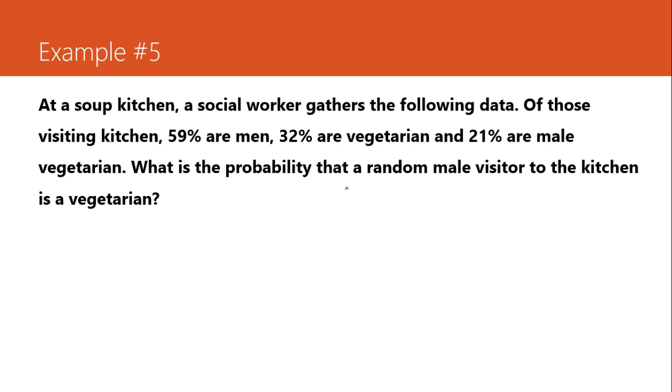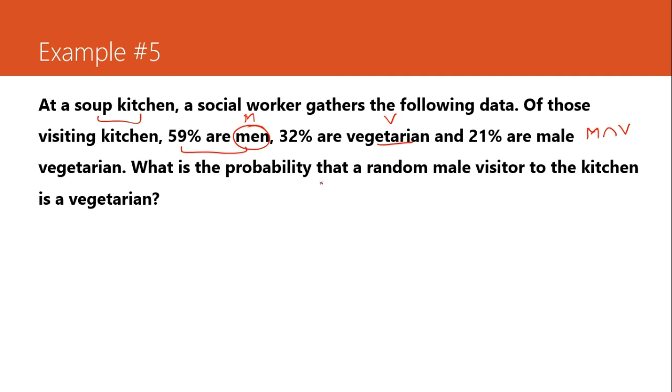Example 5. At a soup kitchen, this is a restaurant in US, a social worker gathers the following data. Of those visiting the kitchen, 59% are men. Let us call it M. 32% are vegetarian, V. 21% are male vegetarian. Male vegetarian means man and vegetarian. You understand like that one. They are man as well as they are vegetarian. So this is nothing but 21% is male and vegetarian.